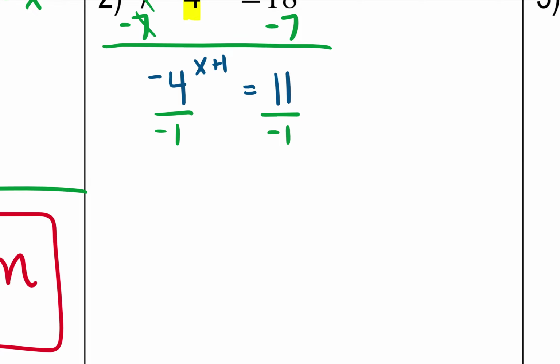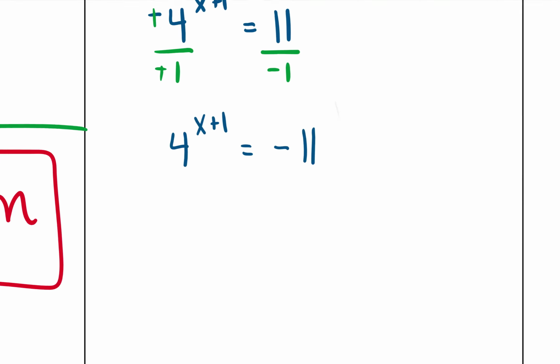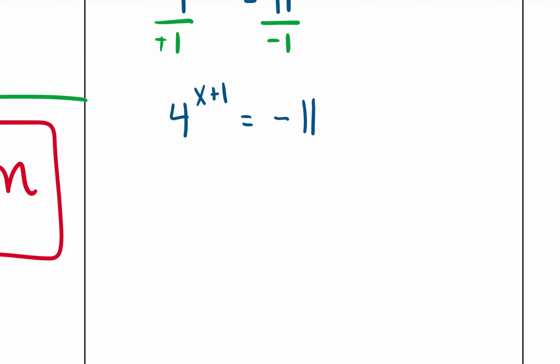So 2 negatives on this side would make those positive. That's how I make it a positive 4. So I want 4^(x+1) equals 11 divided by negative 1, which is just negative 11. Okay, I have the base alone. Now I can convert it.